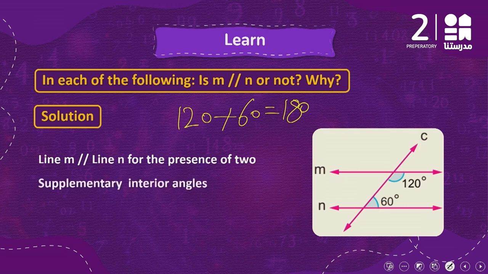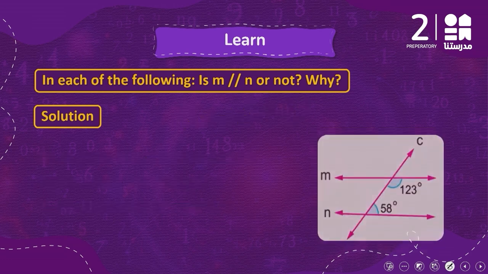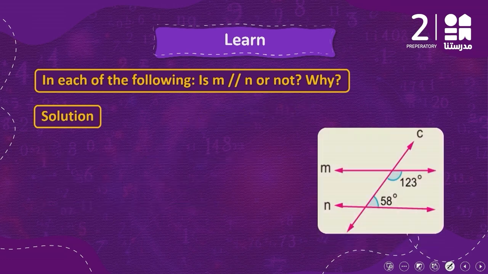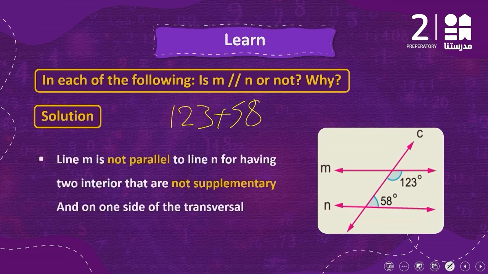For sure, these two angles are called supplementary interior angles, as we said before, and this line is called a transversal line. Now we have another question, 123 and 58. If you add them, is it 180? No, it's not 180. So M and N are not parallel lines. So the angles are not supplementary.